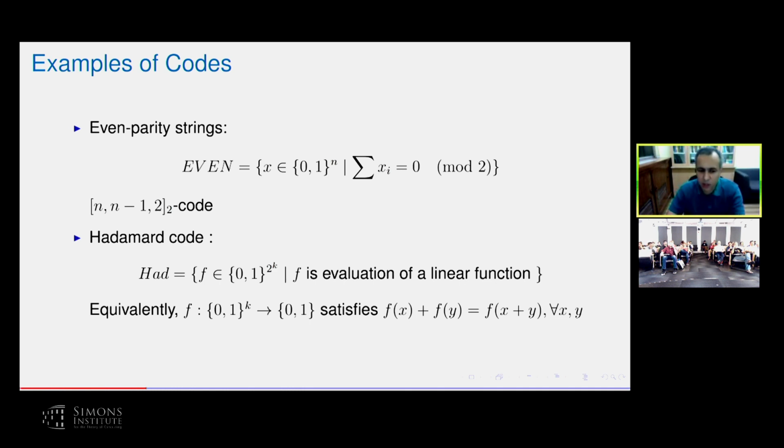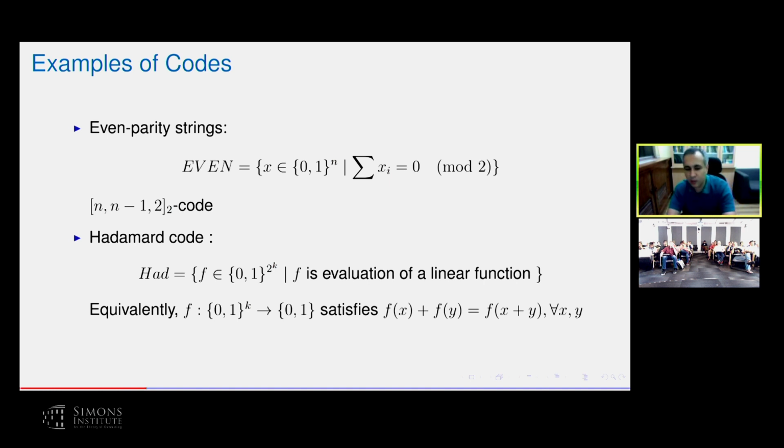Then we have the Hadamard code, which we talked about yesterday. This is the set of all evaluations of linear functions. It's a code whose block length is 2 to the k, where k is some parameter, and it consists of all those strings which are the truth table evaluations of linear functions. And a linear function is basically a function that satisfies f(x) plus f(y) is equal to f(x plus y).